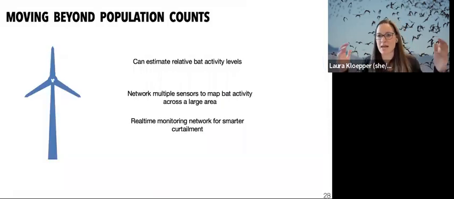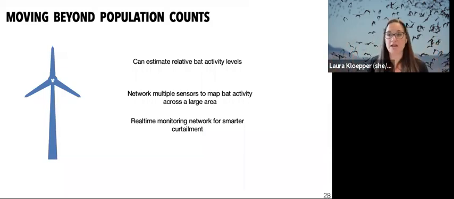And we can even think more broad scale about expanding this, moving beyond population counts to just general bat activity levels, especially around wind turbines. We know that wind turbines cause a lot of bat mortality, but imagine if you could network sensors across a wider area for smarter curtailment or real-time monitoring to have almost real-time information on when to shut down those wind turbines. So there are some additional directions that it can go beyond just population counts.